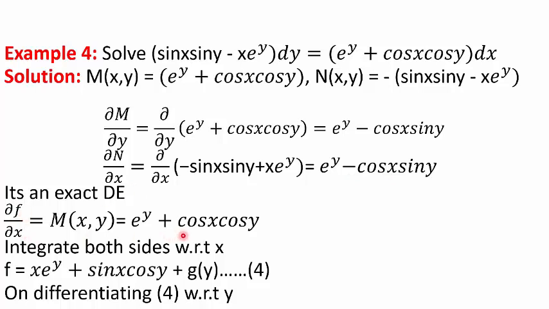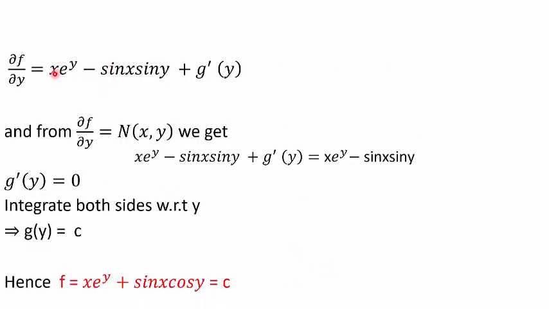Find ∂f/∂x, which is equal to M. Integrate both the sides, we get f is equal to x e^y + sin x cos y + g(y). Now, use the second condition and find ∂f/∂y and equate it to N. That gives us x e^y − sin x sin y + g'(y) is equal to N, which was x e^y − sin x sin y. Now, these two terms cancel. We are left with g'(y) is equal to 0. Integrate both the sides with respect to y. We get g(y) is equal to constant. So, f becomes x e^y + sin x cos y is equal to c.